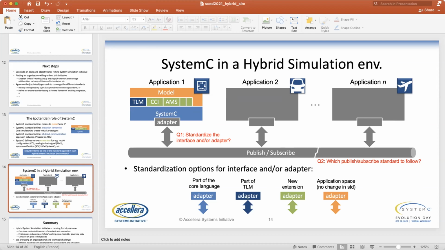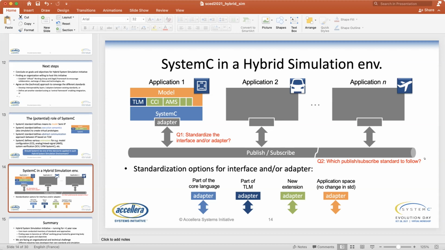Or we might even say, that's probably the scenario we are currently in. We don't know. We leave it up to the discretion of the modeler, and then it's in the application space, and then there is no standard. So those are a bit of the four ranges. Not that we need to pick one, but it can be a combination.